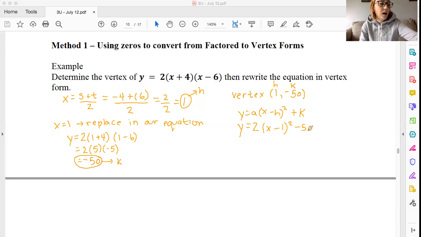I find that one's relatively easier just because you don't have to do any factoring or anything like that. You don't have to complete the square. You literally just find your vertex and then you put it into the equation. So it's nice and easy for you.